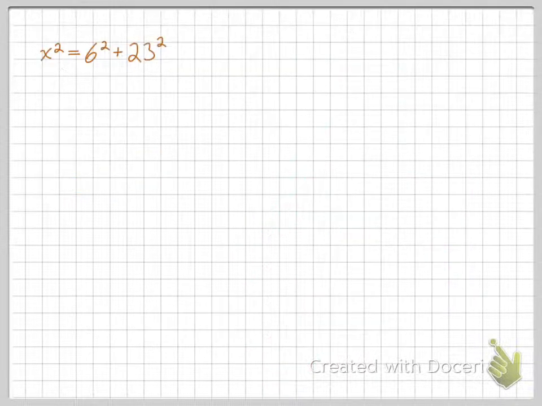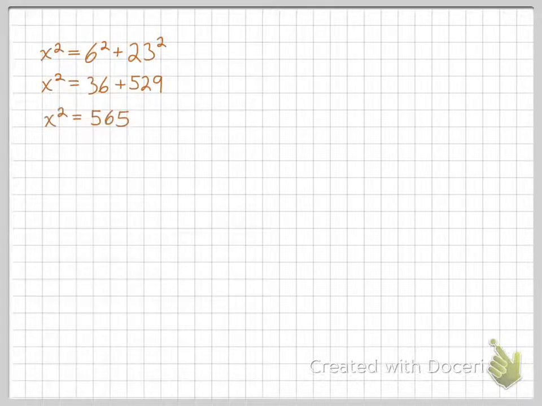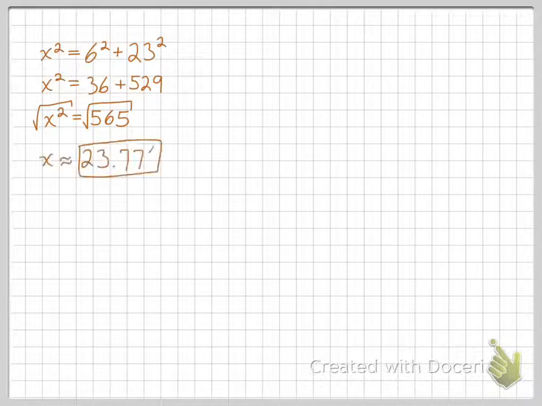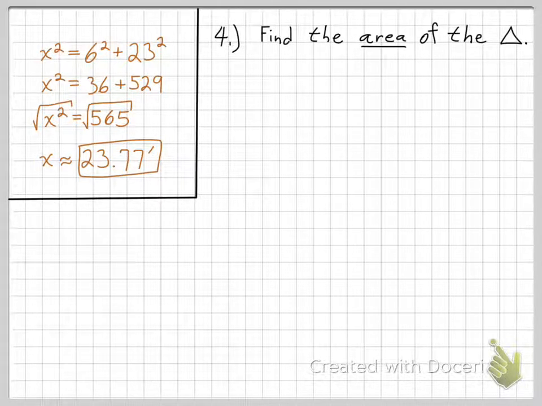And moving right along, we can just use some basic algebra here. 6 squared is 36 and 23 squared is 529. Add the two and you get x squared is equal to 565. Take the square root of both sides and you get x is about 23.77 feet. Okay, in this case I didn't keep it in radical form because I wanted the length of the ladder, and so I did it in feet and rounded to the nearest hundredths place. Okay, 23.77 feet.